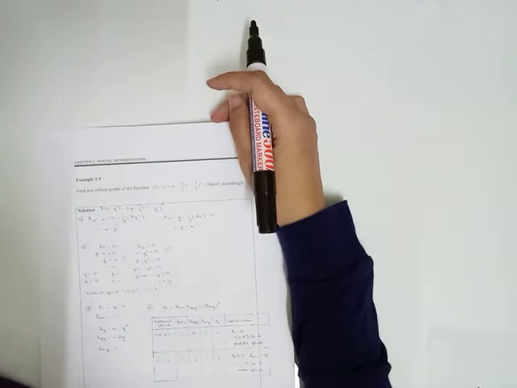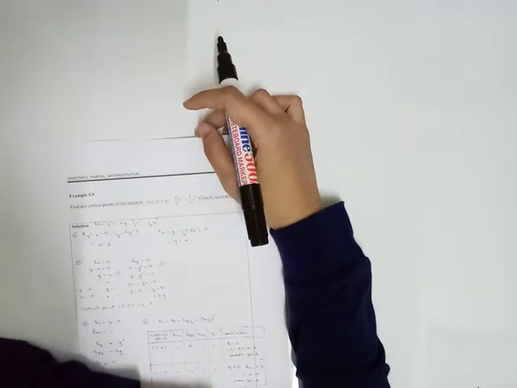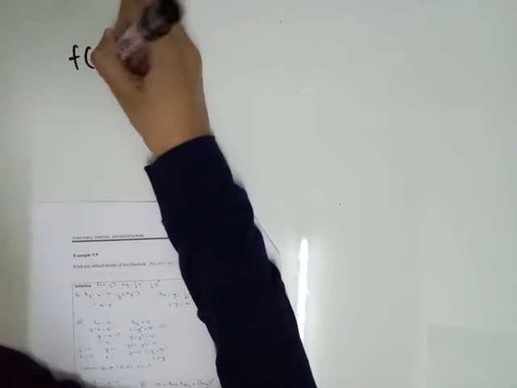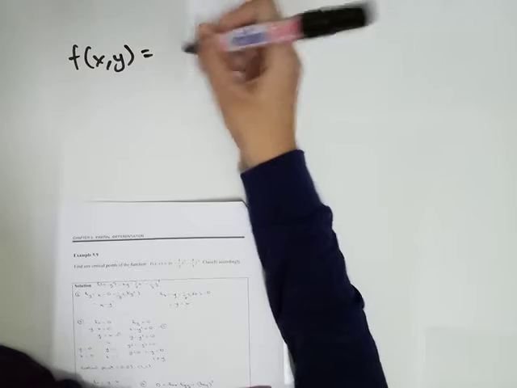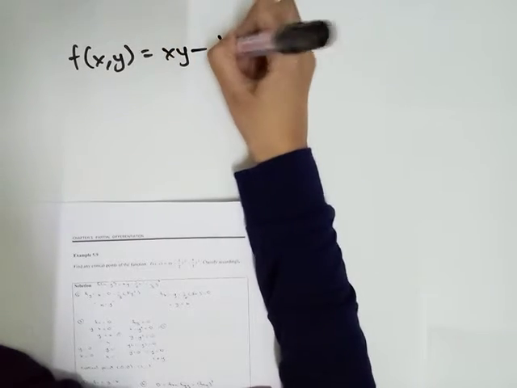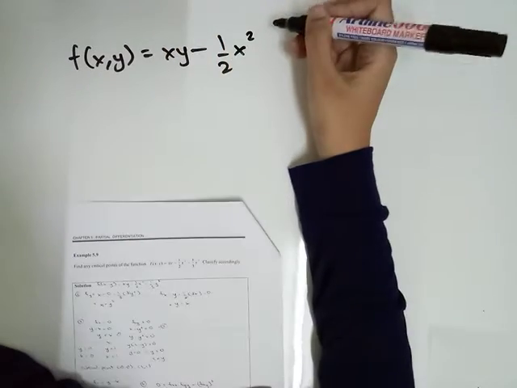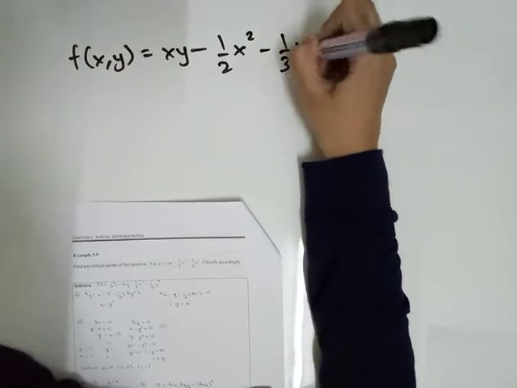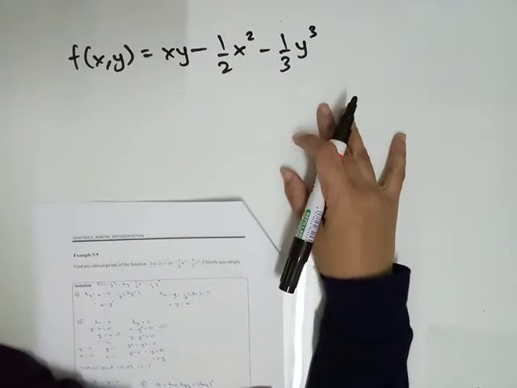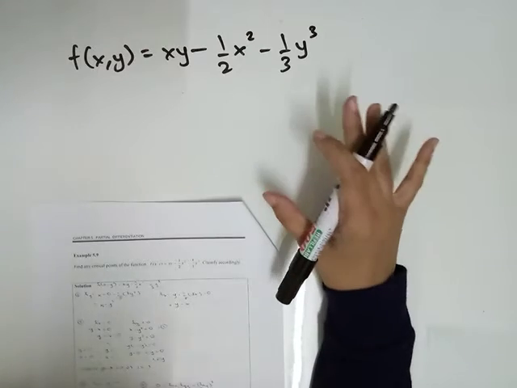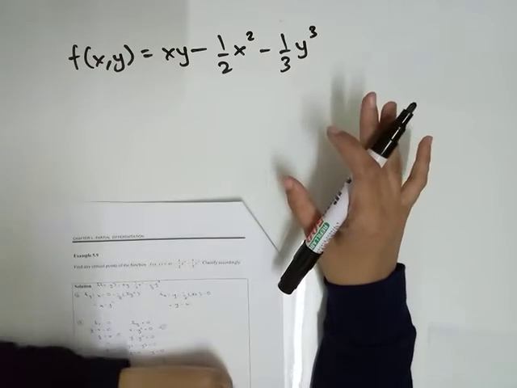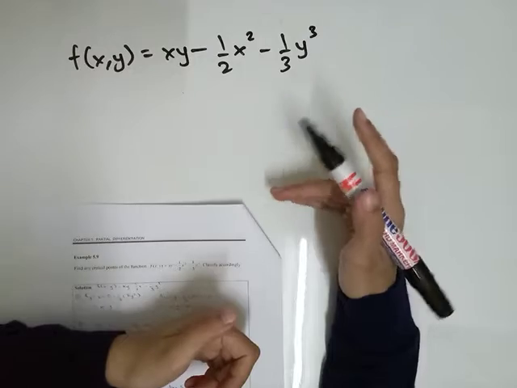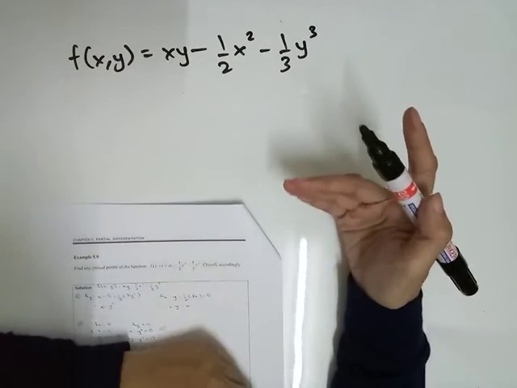Right class, look at example 5.9, page 160. We have a function of x and y, f(x,y) equals xy minus 1 over 2 x power 2 minus 1 over 3 y cube. Then we need to find the critical points. That means we need to determine the saddle point, maximum point and minimum point.